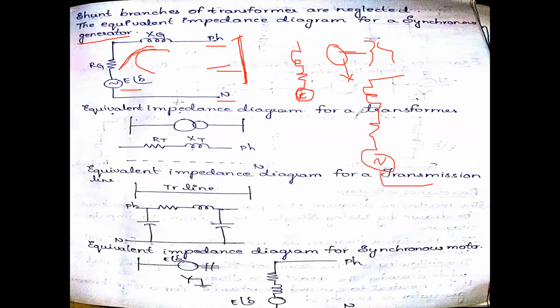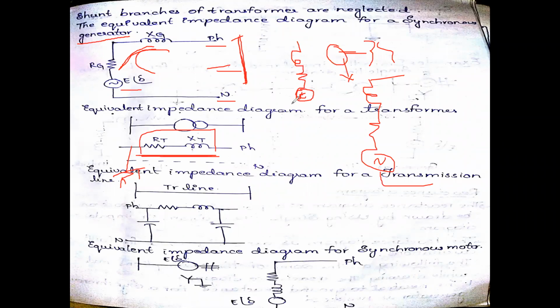Coming to the second one, the transformer. As we discussed in the second assumption, the shunt branch elements of the transformer are going to be neglected. Therefore, we have only the series branch elements, a combination of resistance and reactance. The shunt branches are neglected. Therefore, this is regarding your transformer.